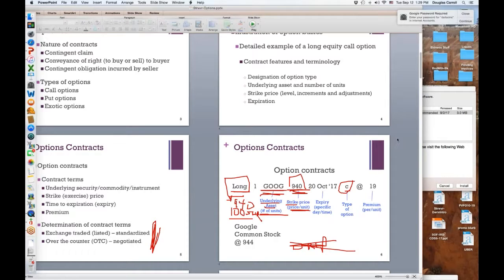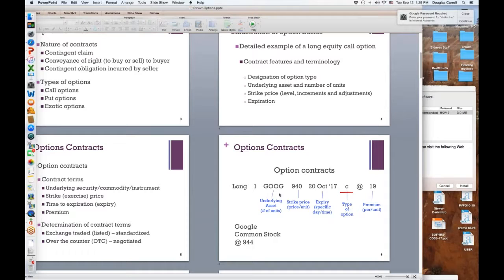Now, since this is a call, the owner has the right to buy, since they're long, 100 shares of Google, since that's the named stock on the standardized option, at the strike price of $940 a share. But as indicated earlier, that right doesn't exist forever. It exists only until the option expires. And so what you see is the expiration date, also referred to as the expiry. That's just shorthand for expiration. And it's not just a day. They expire at a certain time on a specific day.